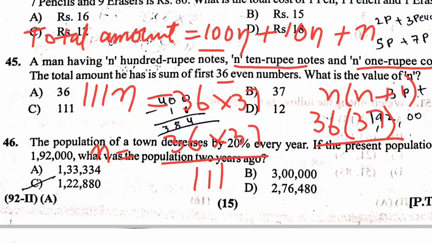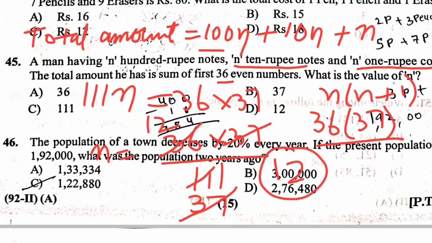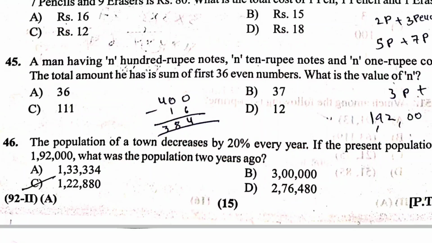Here you can see 111 and 36 are both divisible by 3, because the sums of the digits of 111 and 36 are multiples of 3. So here we have 3 3s are 9, 3 7s are 21, so here we will get 3 12s are 36. 37 and 37 get cancelled, so we are left with 12. That means the total number of notes plus coins he possesses is equal to 12. So the correct option should be D, which is 12.